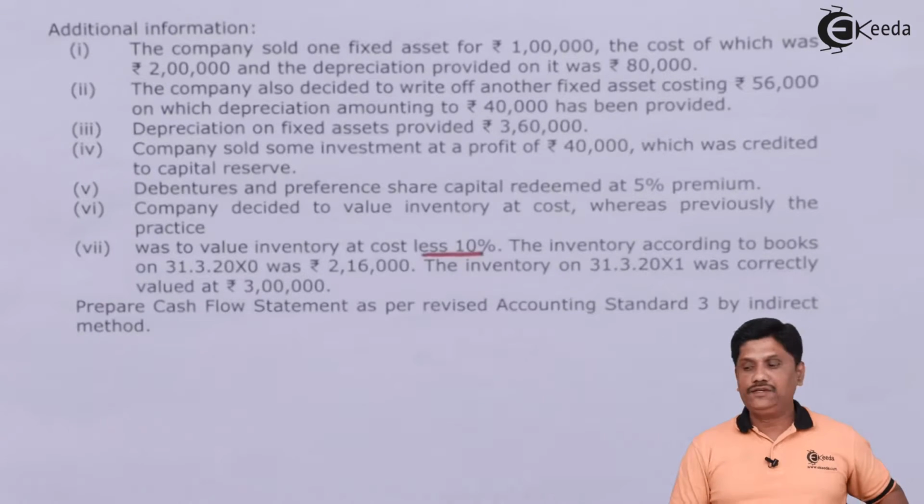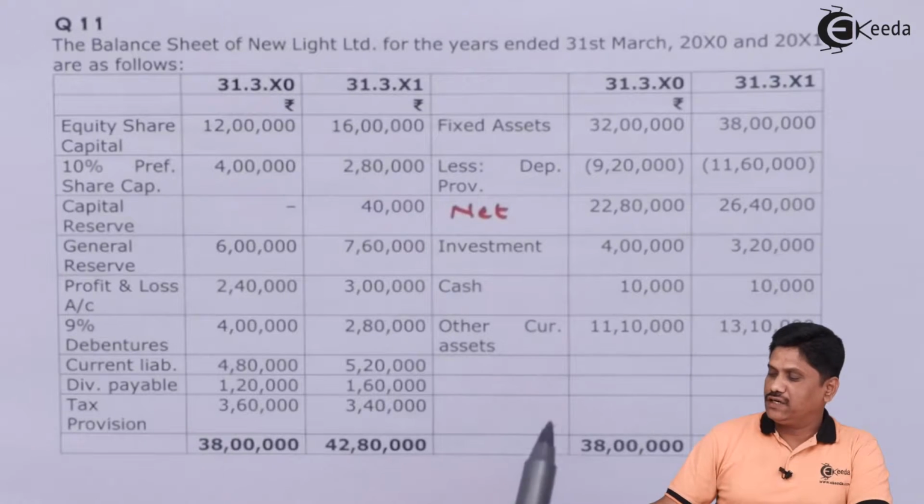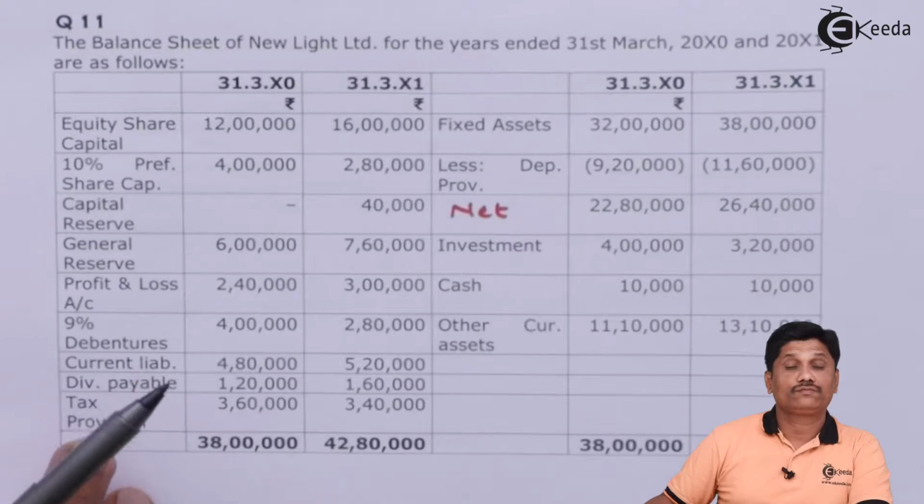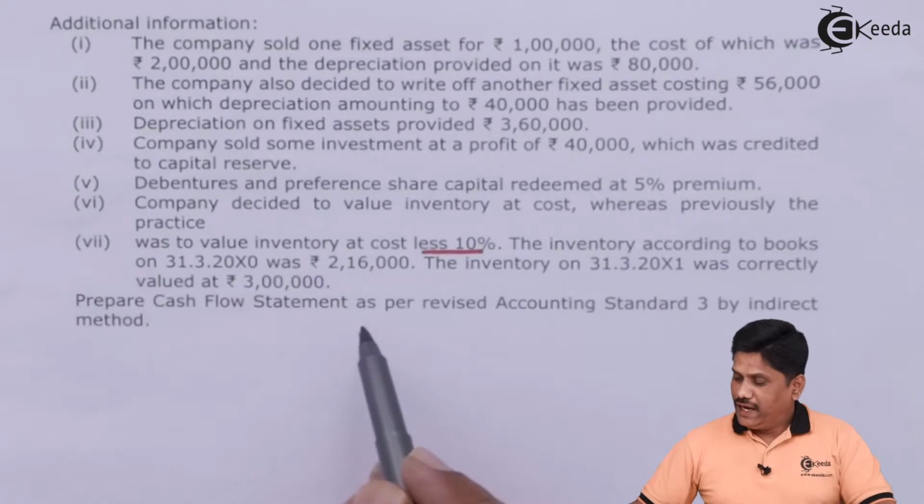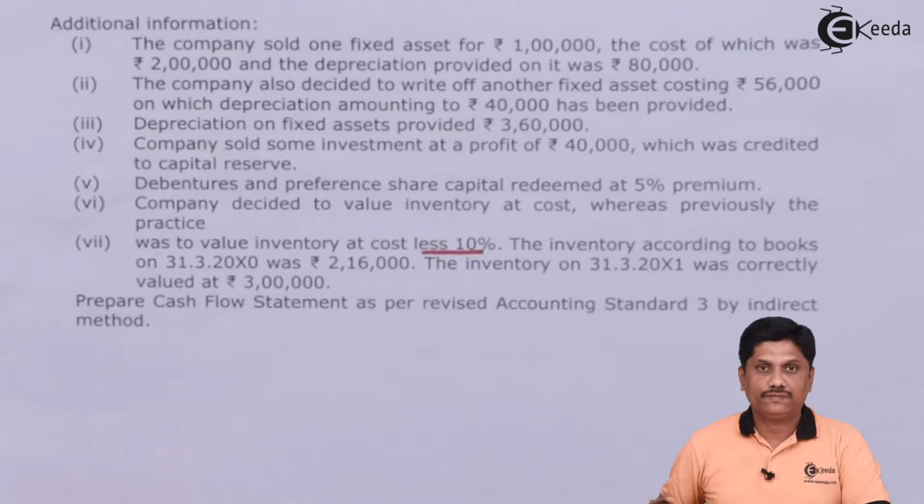I have just seen the balance sheet. In this balance sheet, you can notice they have given you other current assets. So your inventory is a part of other current assets. Prepare a cash flow statement as per revised Accounting Standard 3 by indirect method.